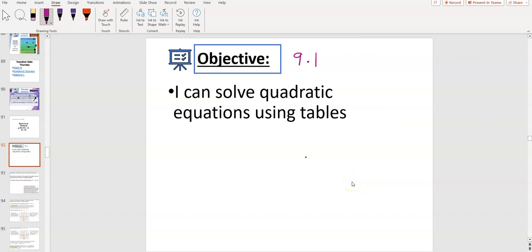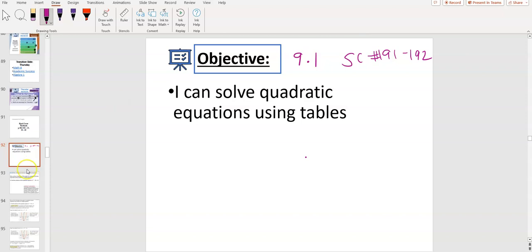All right, ladies and gentlemen, here we are. Topic 9, our last topic. We are going to start 9.1. We're looking at solving quadratic equations using tables. I believe we're on Student Companion page number 191 and 192.